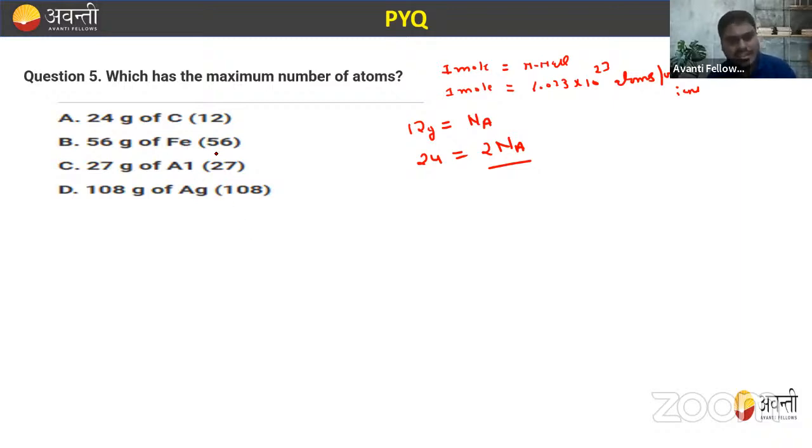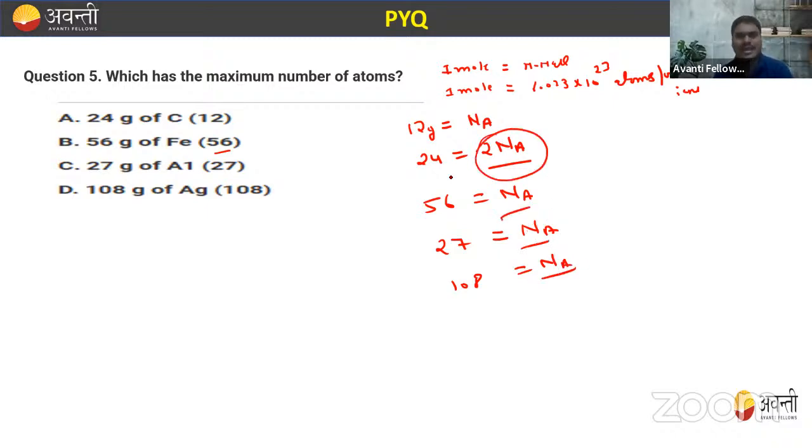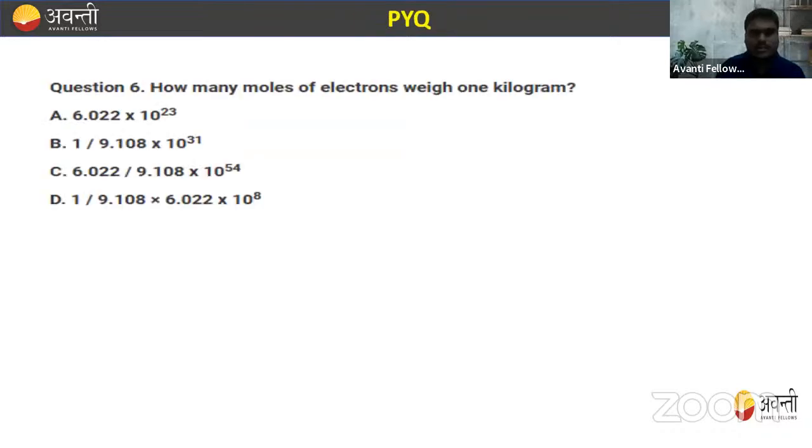Similarly, atomic mass of iron is 56, and 56 gram contains only Na number of atoms. Aluminium having atomic mass 27 only, so this 27 gram aluminium contains Na only. Okay? And silver having molecular mass 108, so it will contain Na. So which will contain maximum number of atoms? Obviously carbon, because it contains twice the Avogadro number, that is 12.046 into 10 to the power 23 atoms per 24 gram. Okay? So this is how you can actually calculate the maximum number of atoms. So I hope ये clear हो गया होगा सबको.